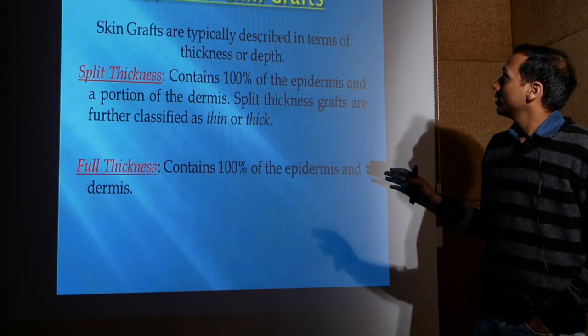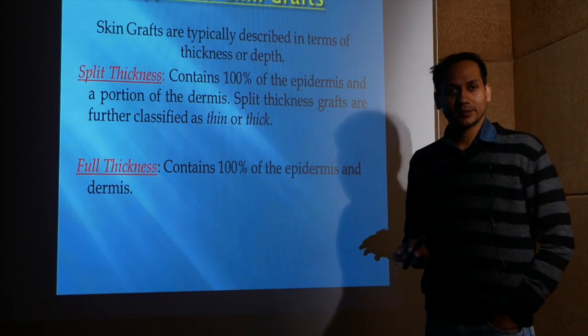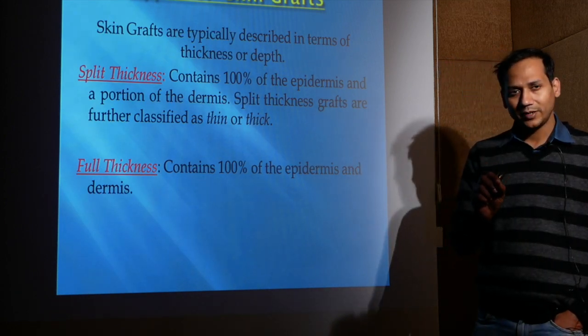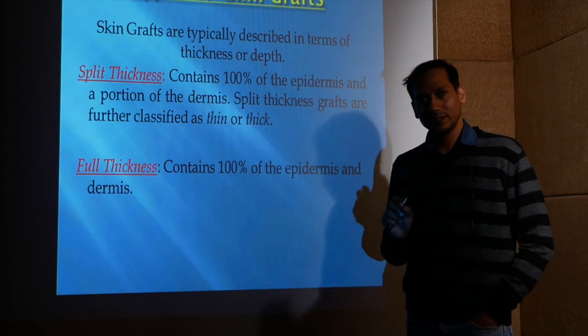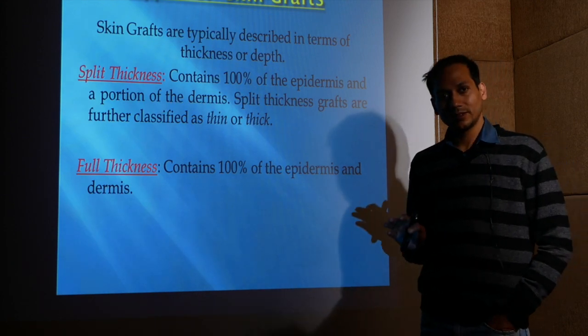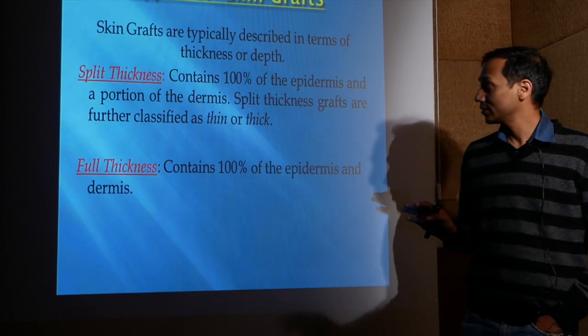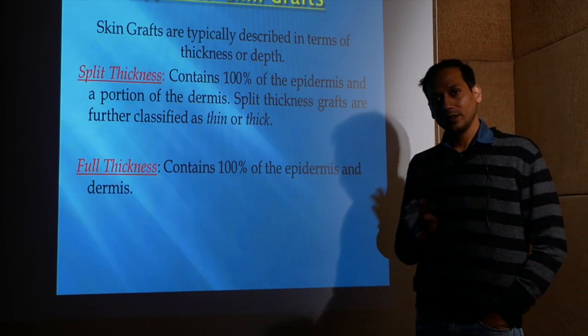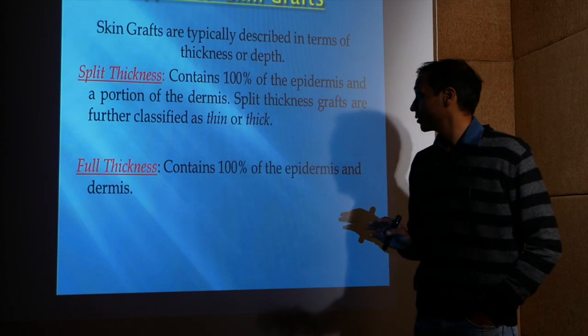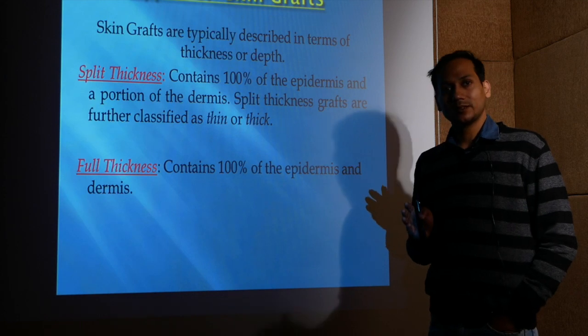The skin graft is broadly divided into two types: the split thickness and the full thickness. The difference between the two grafts is the composition of the skin. In the split thickness, we take the epidermis and part of the dermis, while in the full thickness we take the whole of the epidermis and the dermis. So split thickness contains partial dermis.